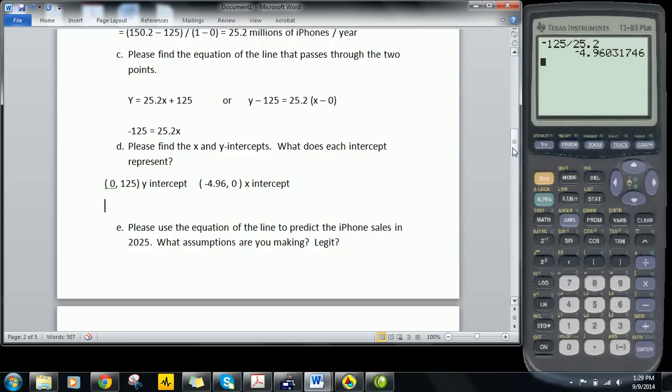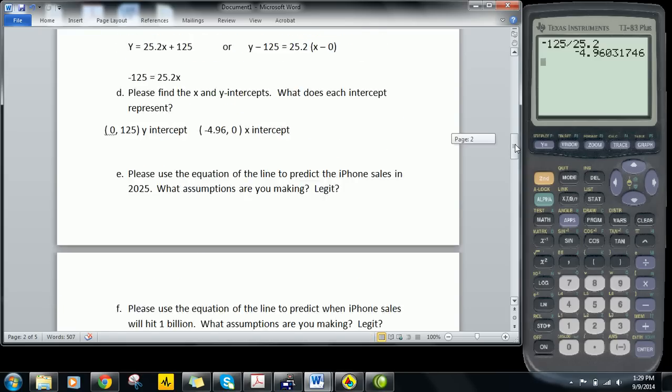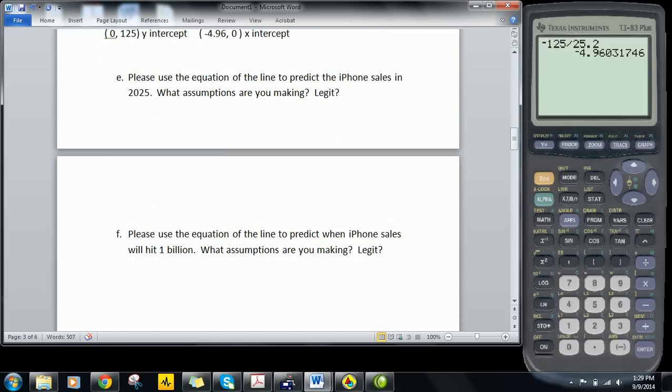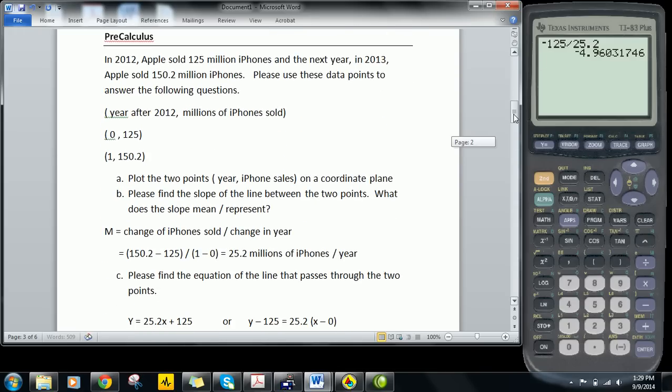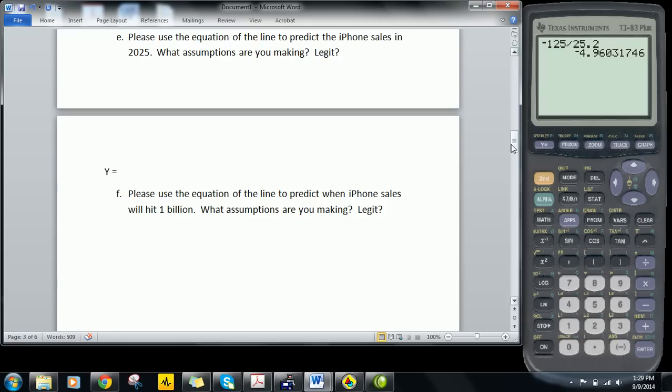Now let's use our equation of a line, either form. They're both the same. It's kind of annoying to see the minus 0. It's not necessary, but regardless. We're going to use that equation of the line to predict iPhone sales in 2025. So y equals 25.2x plus our y-intercept of 125. In this case, I want to use the equation to predict the sales in 2025. Remember year is my independent variable, that's x.